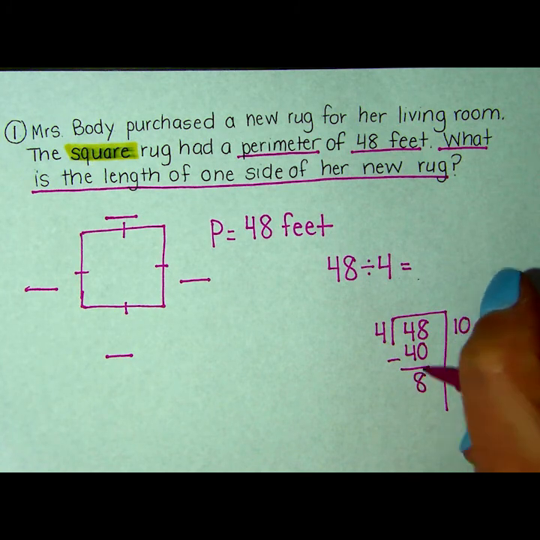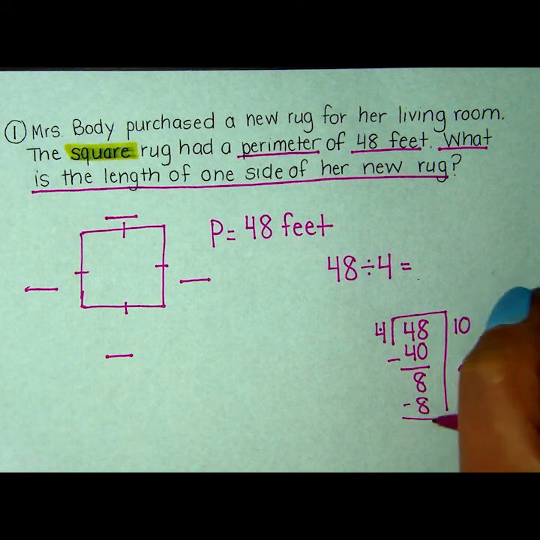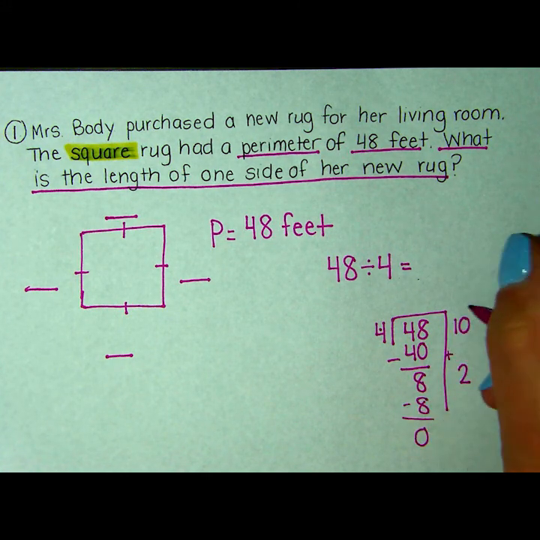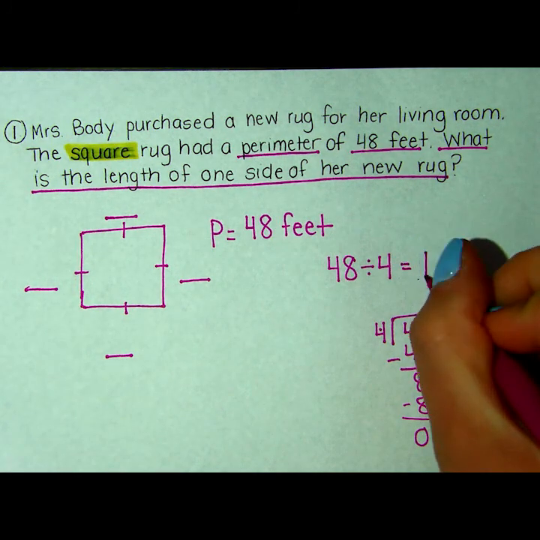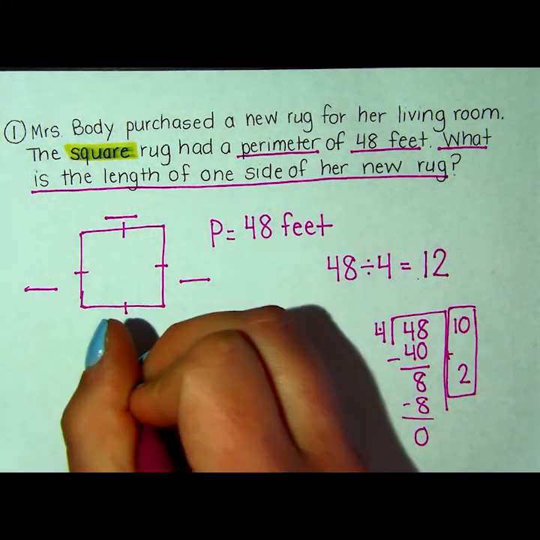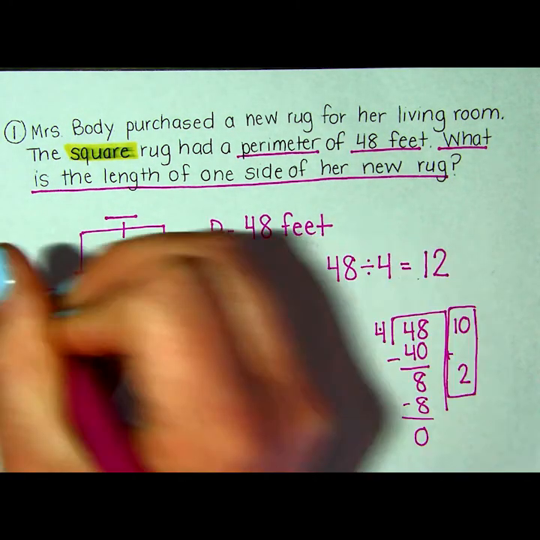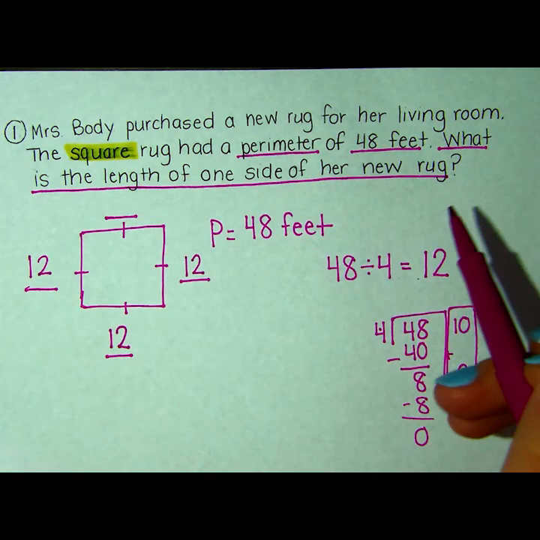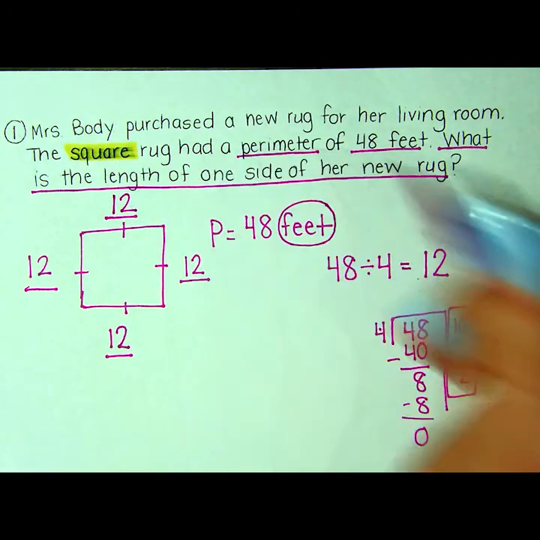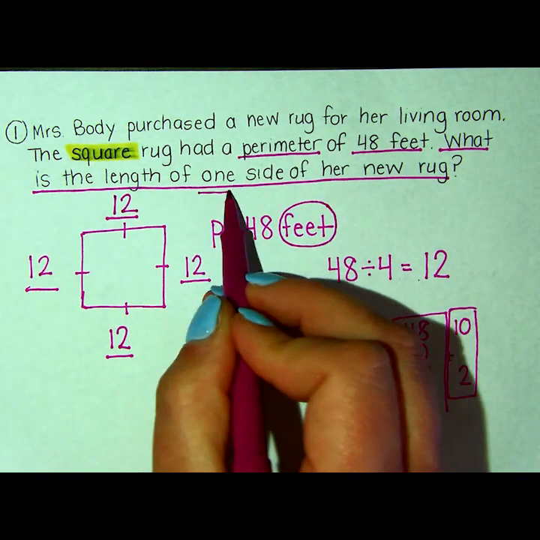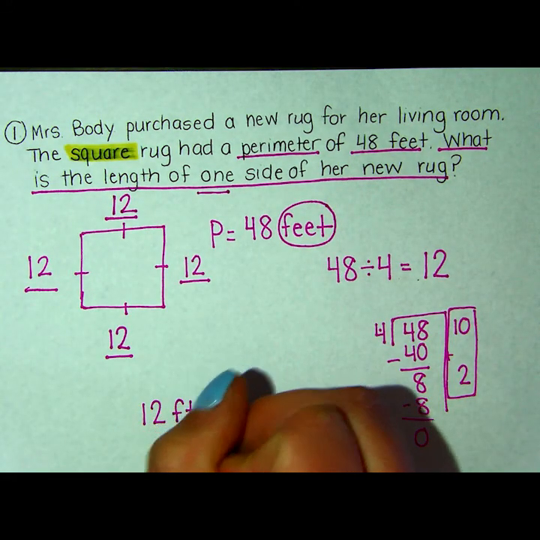Subtract, I'm left with 8. 4 goes into 8 twice because 4 times 2 is 8. Subtract, I have nothing left. I'm going to add together my partial quotients. 2 plus 10 is equal to 12. So I know that each length is going to be equal to 12. What's my unit of measurement? Feet. So to answer the question, what is the length of one side of her new rug? The answer would be 12 feet.